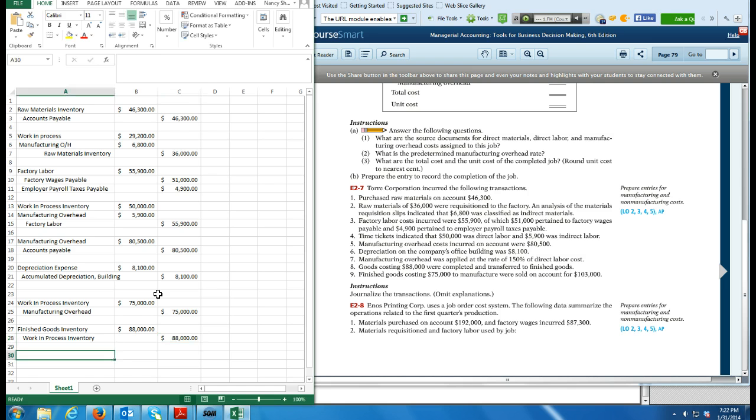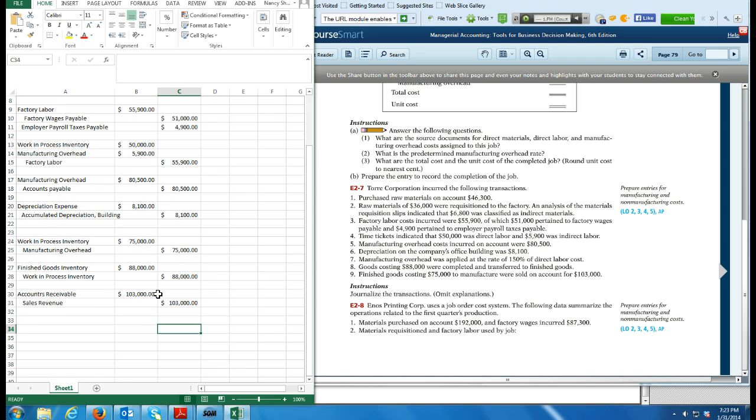Then it tells us that the finished goods that cost $75,000 to manufacture were sold on account for $103. Now there are two transactions we have to handle here, because we have to show the sales and the revenue associated with that. And we also need to credit finished goods and debit our cost of goods sold. This is the time it moves from the balance sheet to the income statement. So we will show accounts receivable of $103. We'll show sales revenue of $103.